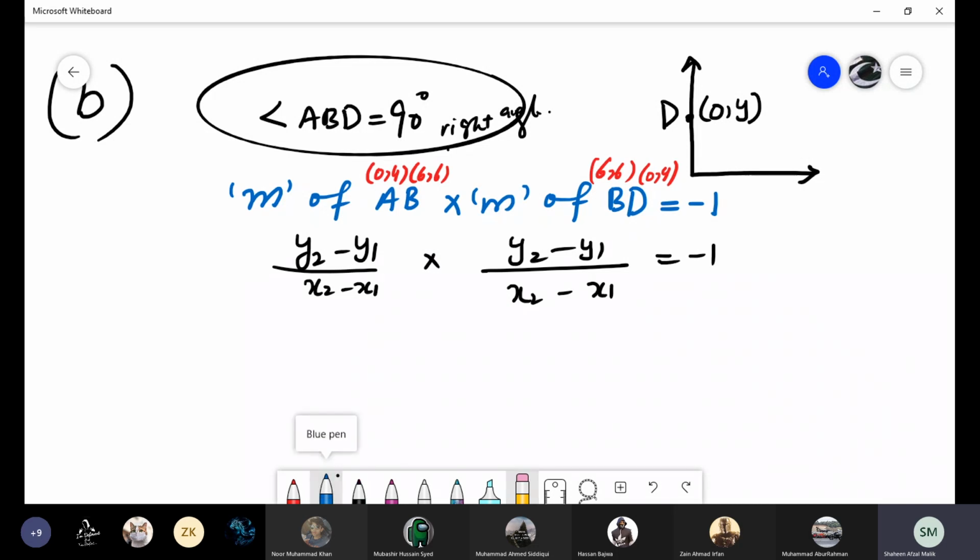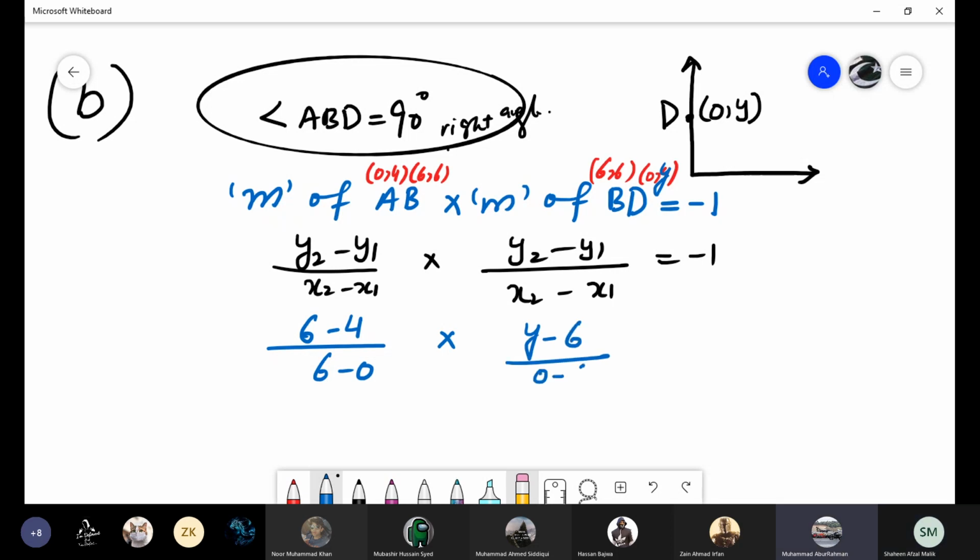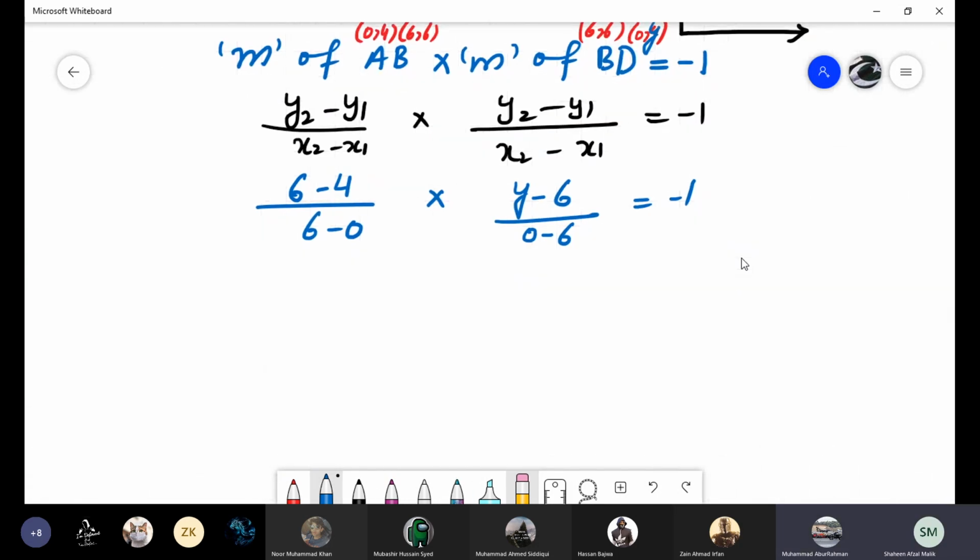Substitute the values. What is y2 here? 6. So (6 minus 4) over (6 minus 0), then into (y minus 6) over (0 minus 6), is equal to -1. 6 minus 4 is 2, over 6 minus 0 is 6. Here it will be y minus 6, and here it will be -6, equal to -1.